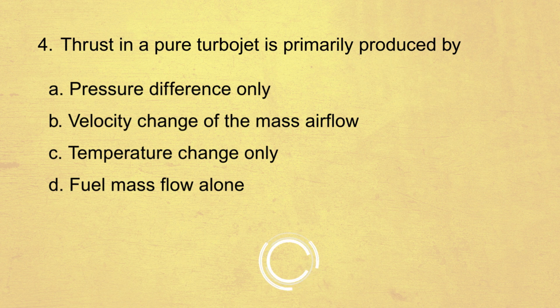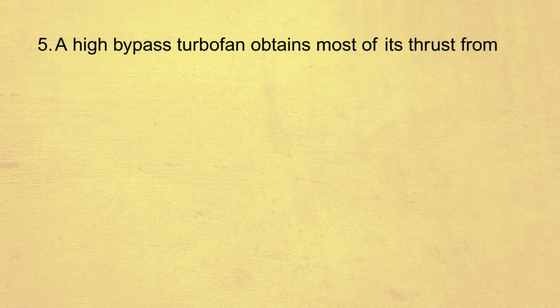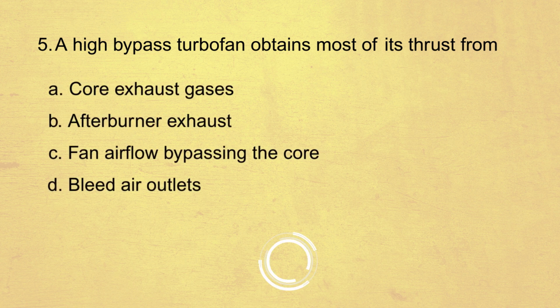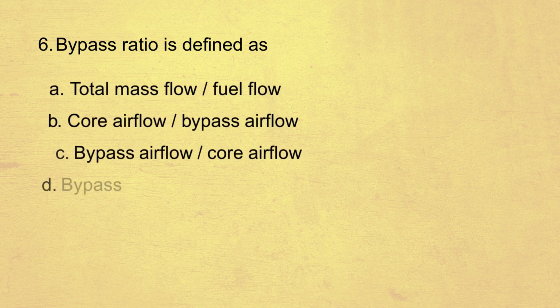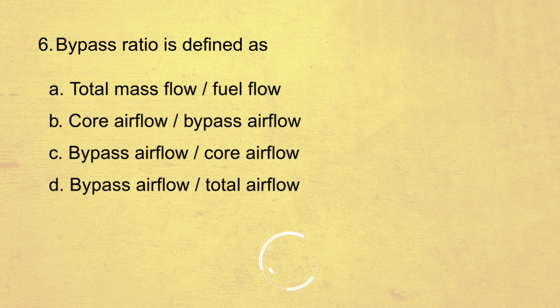Thrust in a pure turbojet is primarily produced by velocity change of the mass airflow. A high bypass turbofan obtains most of its thrust from fan airflow bypassing the core. Bypass ratio is defined as bypass airflow over core airflow.